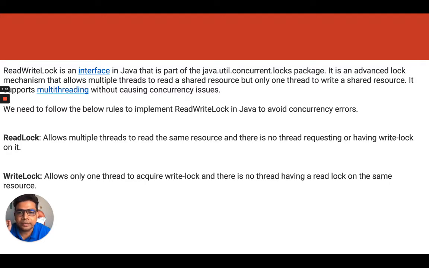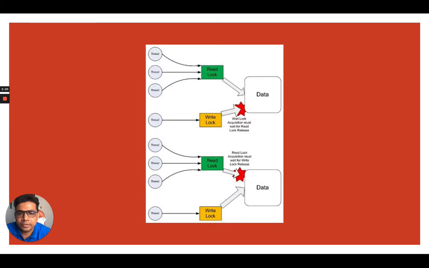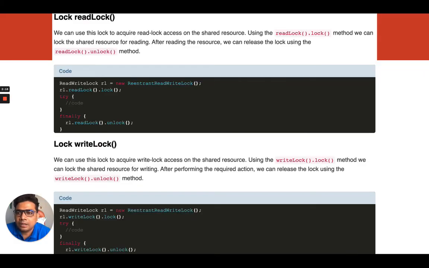ReadWriteLock is an interface in Java that is part of the java.util.concurrent package. Read lock allows multiple threads to read the same resource, as long as there is no thread requesting or having the write lock on it. Write lock allows only one thread to acquire the write lock, and there is no thread having the read lock for the same resource. Okay, so you can see the code snippet where we can use readLock.lock and readLock.unlock to lock and unlock the resources.